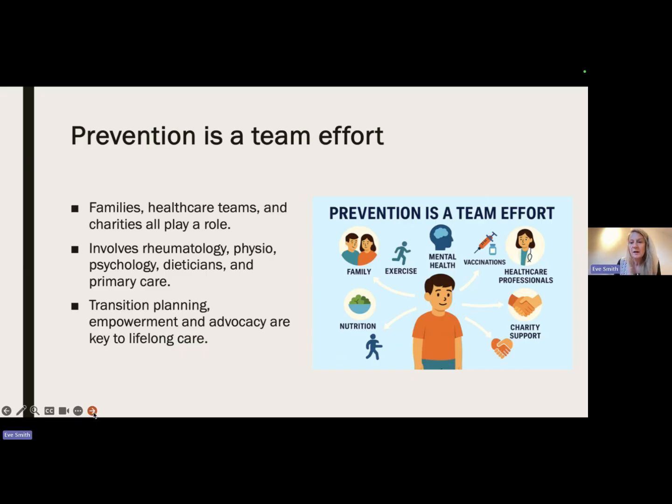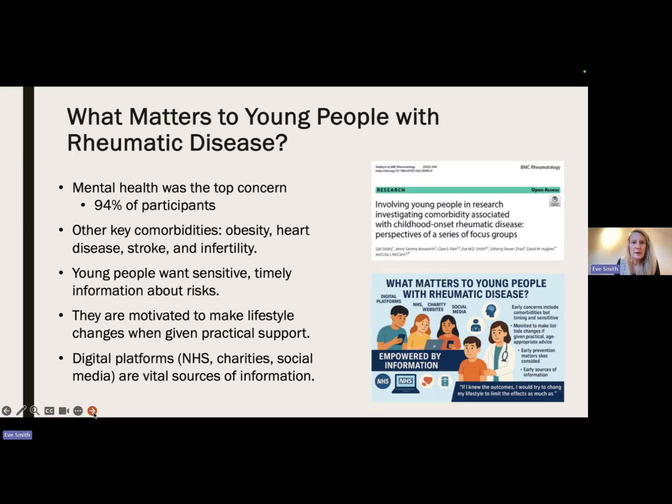So I think families are probably the most important in this, but also speaking to healthcare teams, thinking about these things in advance, raising things during consultations, speaking to others in charities and getting advice as well. And it involves the doctors, but also physiotherapists, psychologists, dietitians, primary care are all very important in this. And getting some of this information in during transition, I would say, is very important to help with empowerment and thinking about their condition over the lifelong term.